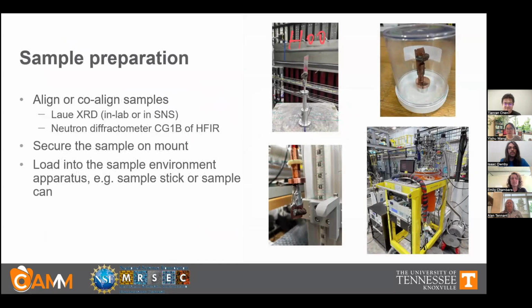So some details regarding sample preparation. At SNS, there is a Laue XRD that you can use, or also at IAM, we have a Laue X-ray diffractometer that you can use to align your samples. Additionally, there's a neutron diffractometer at CG1B of HFIR. And here are some examples of the sample alignment process.